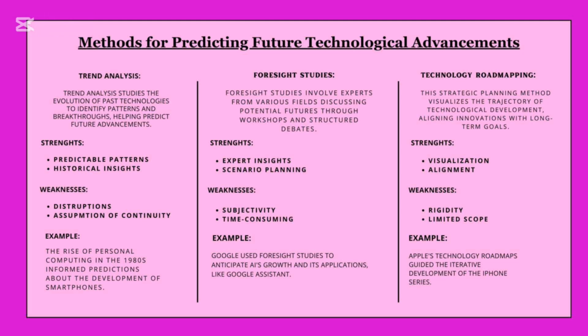Disruptions. Sudden technological disruptions or paradigm shifts can invalidate past trends, leading to inaccurate predictions. Assumptions of continuity. This method often assumes that past trends will continue, which may not hold true in rapidly changing technological landscapes. Example: the rise of personal computing in the 1980s served as a precursor to the development of smartphones.